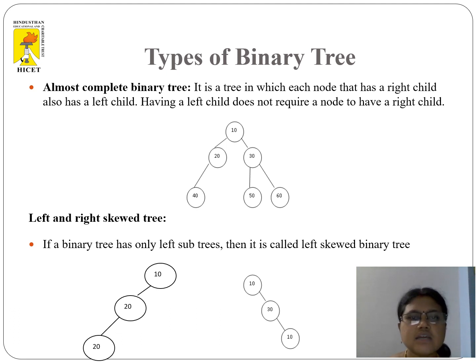Getting to the last type of binary tree, the left and right skewed tree. There is a possibility that we will have only left subtrees or only right subtrees. If we have nodes only on the left side, then it is called a left skewed tree, and if we have nodes only as right children, then it is termed a right skewed tree.